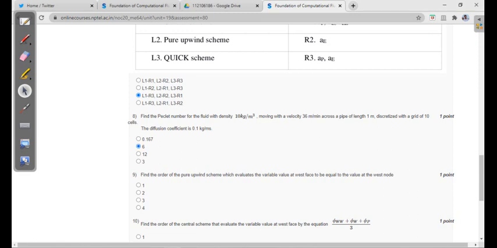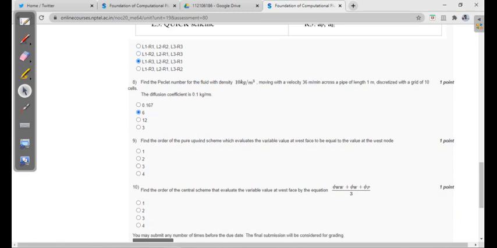Question number 9. Find the order of the pure upwind scheme which evaluates the variable value at the west face to equal the value at the west node. Order of pure upwind scheme is also 1. Correct answer is first.